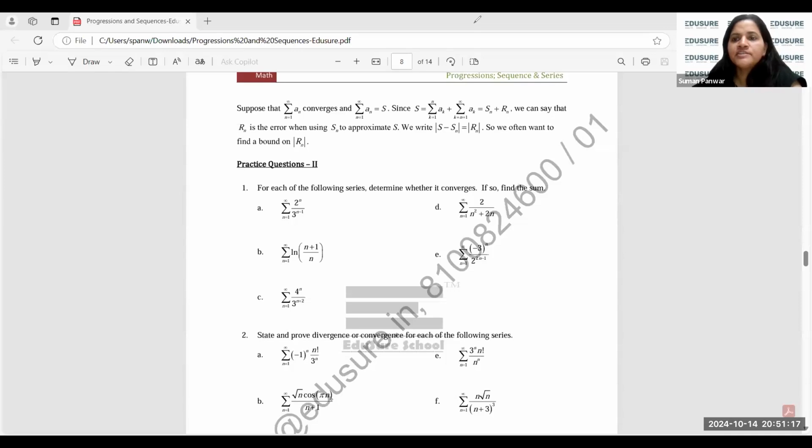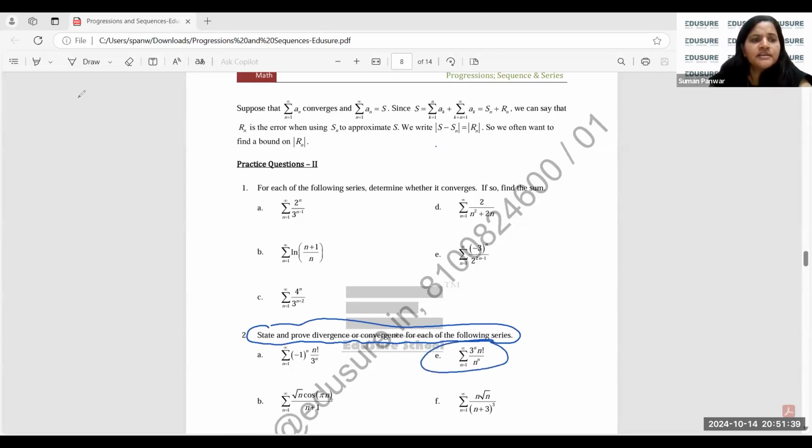The ratio test is also useful when we have factorials in place. For example, here we have: state and prove divergence and convergence for each of the following series. Here we do not have to find the sum. Finding the sum is not easy in all cases.